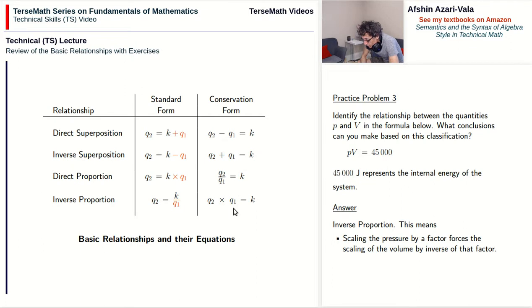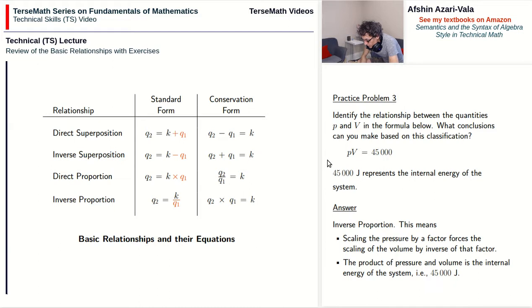Also, if you bring the pressure down to half its value, then volume will double. So pressure gets divided by 2, volume gets multiplied by 2. And the product of pressure and volume is the internal energy of the system, which is 45,000 joules. Again, that comes from the conservation form, which is basically what this says. The product of pressure and volume, that would be PV, equals the internal energy of the system, which is 45,000 joules.